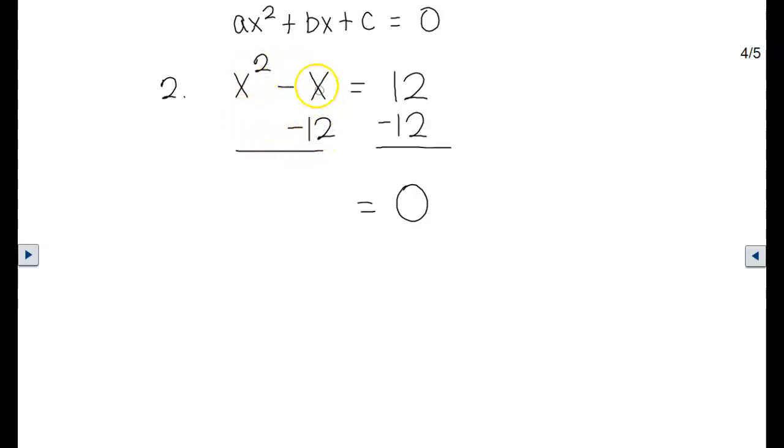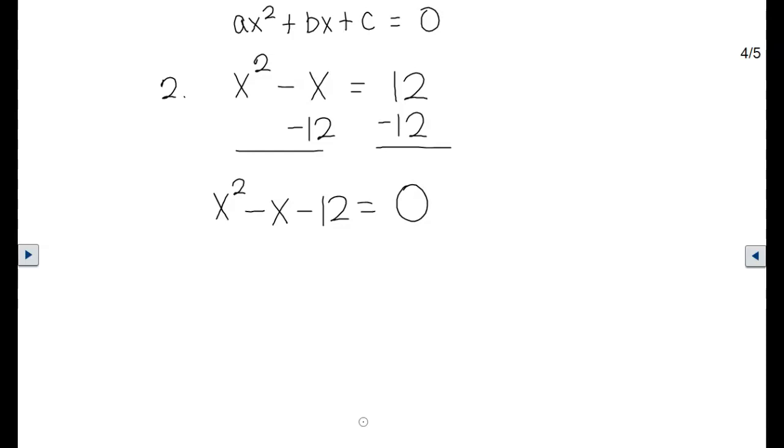On this side, I need to set it up so that ax squared goes first, bx goes second, and c goes third. So I'm going to put x squared first, then minus x, then minus 12. So the equation that I am solving is x squared minus x minus 12 is equal to 0. Now I want you to notice how easy it was to fix it. You had to cancel out this positive 12 and make it a 0, so you subtract 12 in order to do that. So step 1 is done.